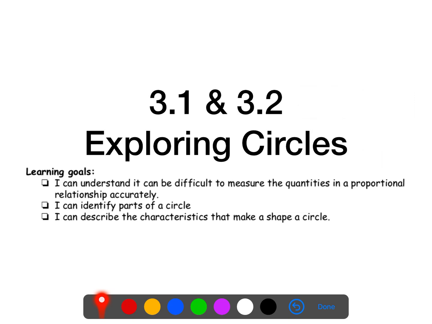First, we're going to look at the difficulties in measuring quantities in a proportional relationship accurately, and accurately is going to be the key to what we talk about today. We're also going to identify parts of a circle and describe the characteristics that make a shape a circle. So let's look at our first question.